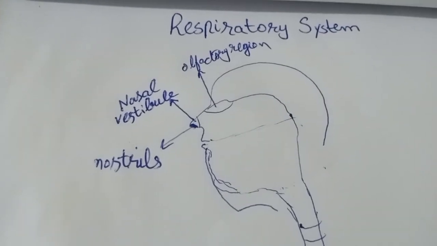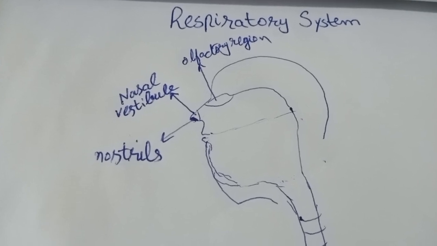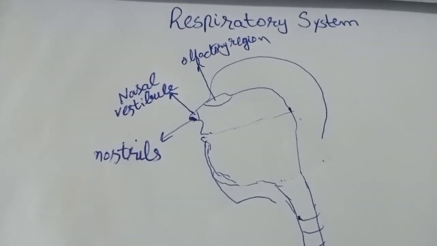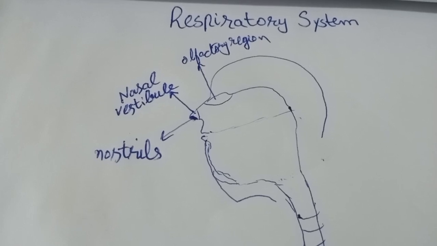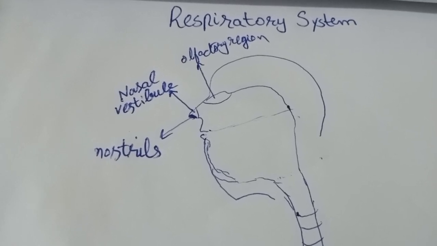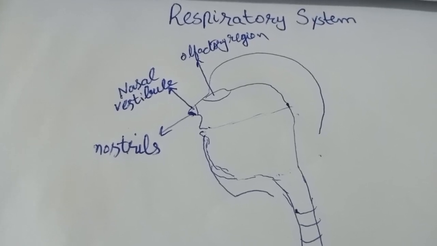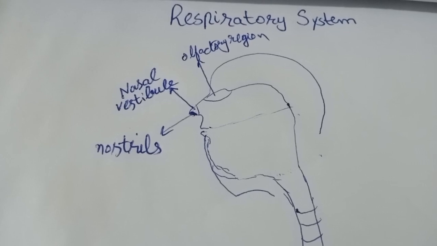After the nasal vestibule, the air particles hit the olfactory region, which creates impulses, and the impulses are transferred through neurons towards the brain, and the brain will order to smell the particles. So the function of the olfactory region, we can say, is to smell things.